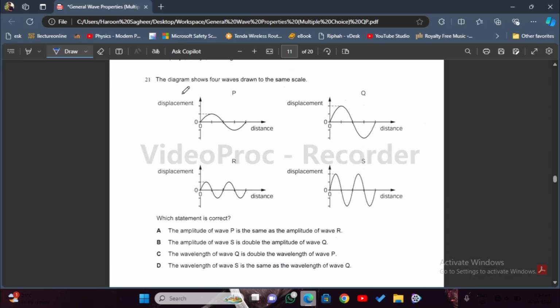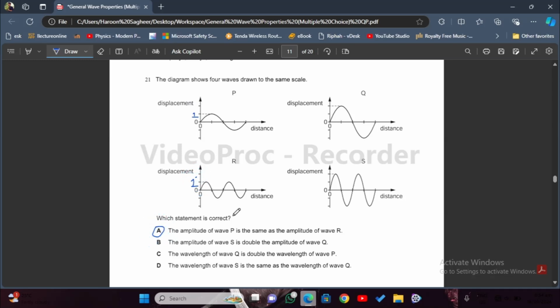Let's see question number 21. The diagram shows 4 waves drawn to the same scale. Now P, Q, R, S are the 4 waves. They have the same scale. We can see their amplitude drawn here. We can see their waveforms. We need to choose which statement is correct. Let's see. The amplitude of wave P is the same as the amplitude of wave R. Yeah, the amplitude is 1 here. I mean, if we say this is 1 and this is 1. Okay, now this option is correct.